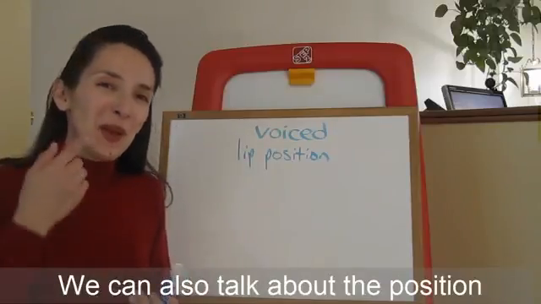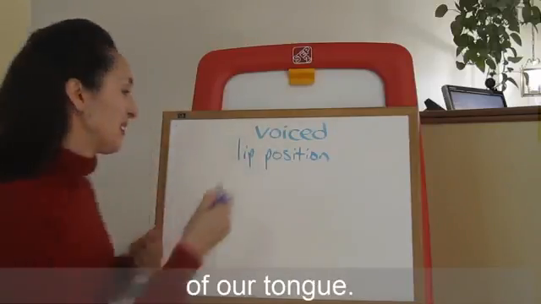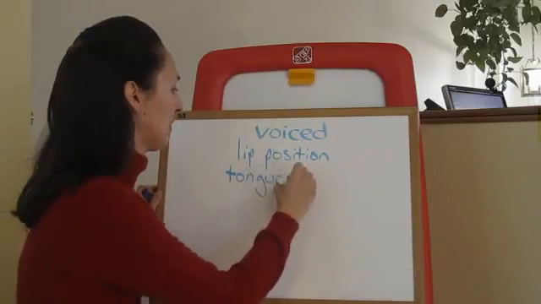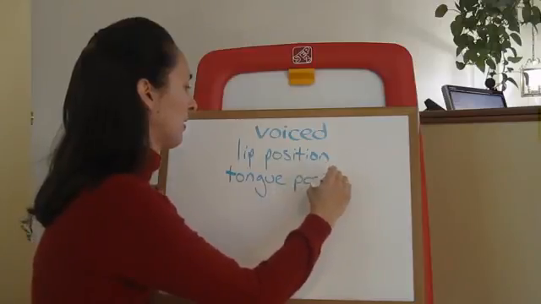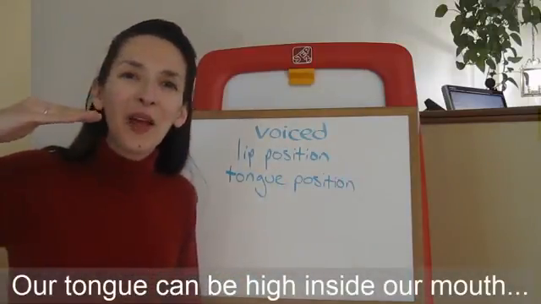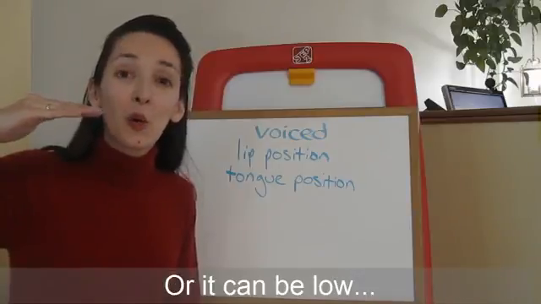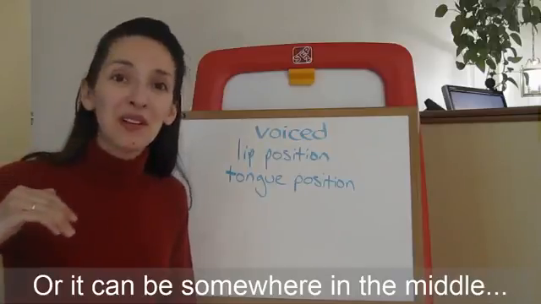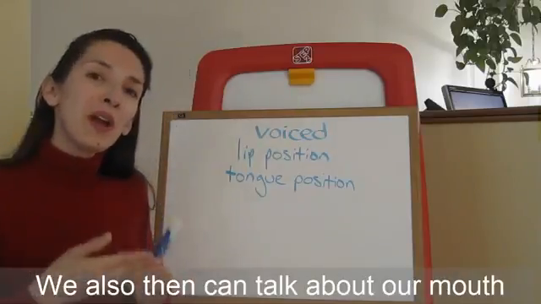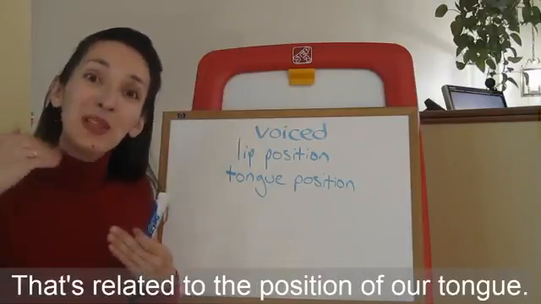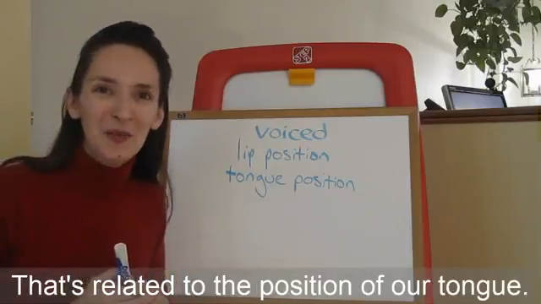We can also talk about the position of our tongue. Our tongue can be high inside our mouth, e, or it can be low, ah, or it could be somewhere in the middle, ah. We also then can talk about our mouth being open or closed. That's related to the position of our tongue.